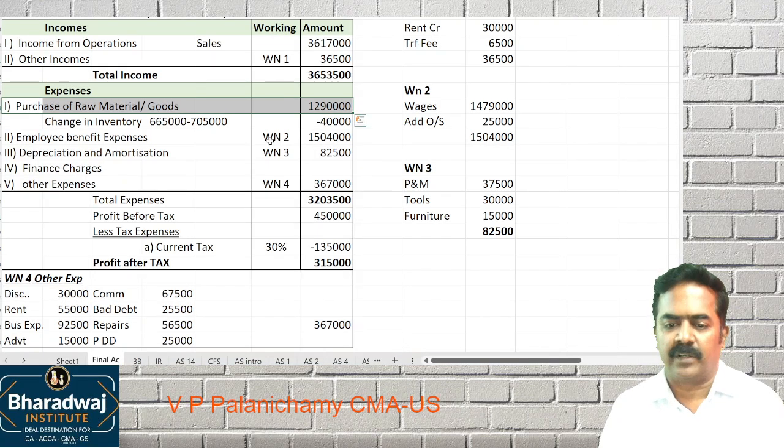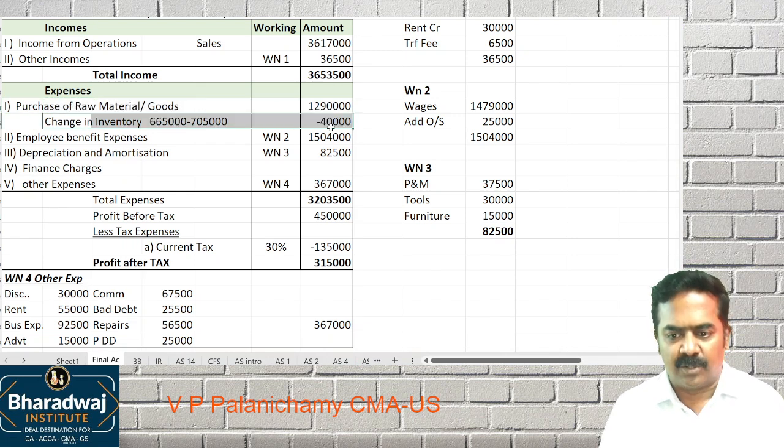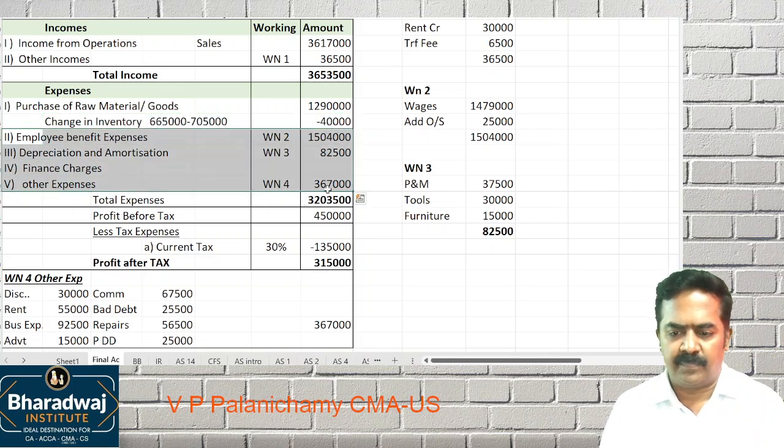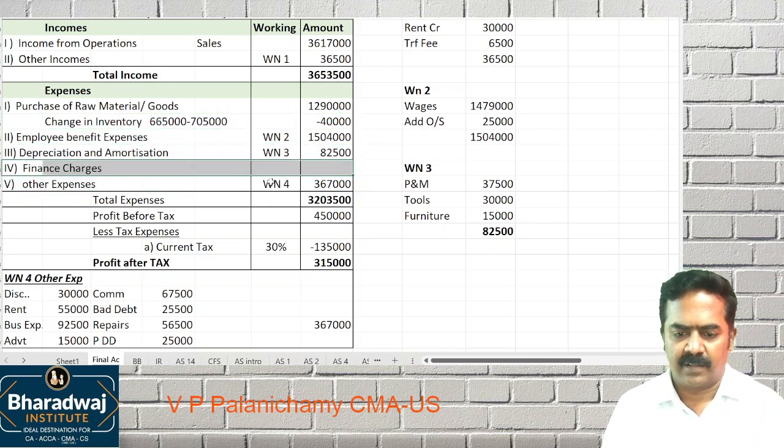Example, you must prepare a working note. Classroom purpose, it is okay. This change in inventory also, you have to do the working note in the exam. Classroom purpose, we just save the time. There is no finance charge in this question. So PBT, tax expenses 30%, you get profit after tax.